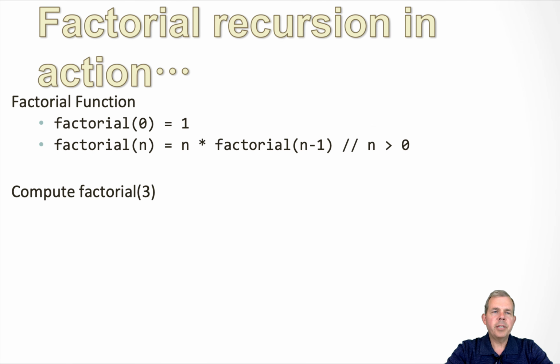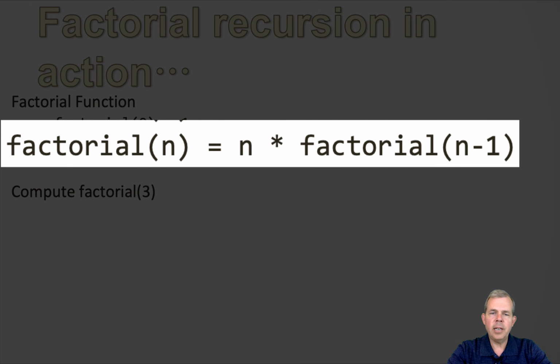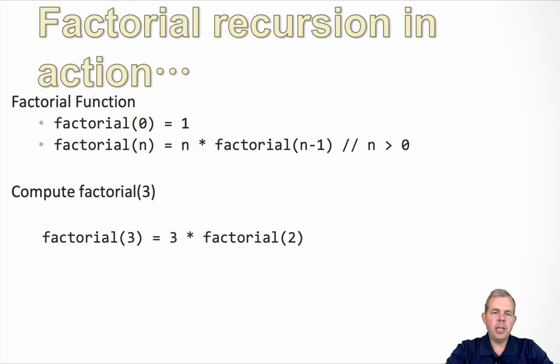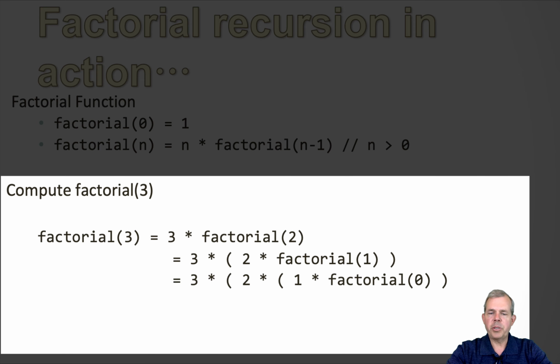Now let's talk about factorial in action again. So let's take a look at this example. So the base case, factorial of 0 is 1, and then here's the formula. It says take the n times the factorial of n minus 1. So what if we tried to compute factorial 3? So the first thing is it says take a 3 times factorial 2. And then factorial 2 is translated into 2 times factorial 1. And then factorial 1 is split up into 1 times factorial 0. Now factorial 0 has a specific number. Its case is 1.